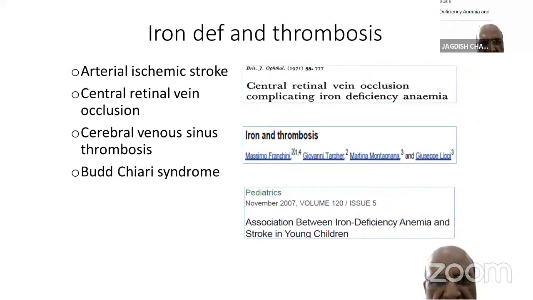Another important clinical feature which is not realized that it could be occurring because of iron deficiency is thrombosis. I have just listed some articles where arterial ischemic strokes, central retinal vein occlusion, venous sinus thrombosis, and Budd-Chiari syndrome have all been reported to occur exclusively with iron deficiency.